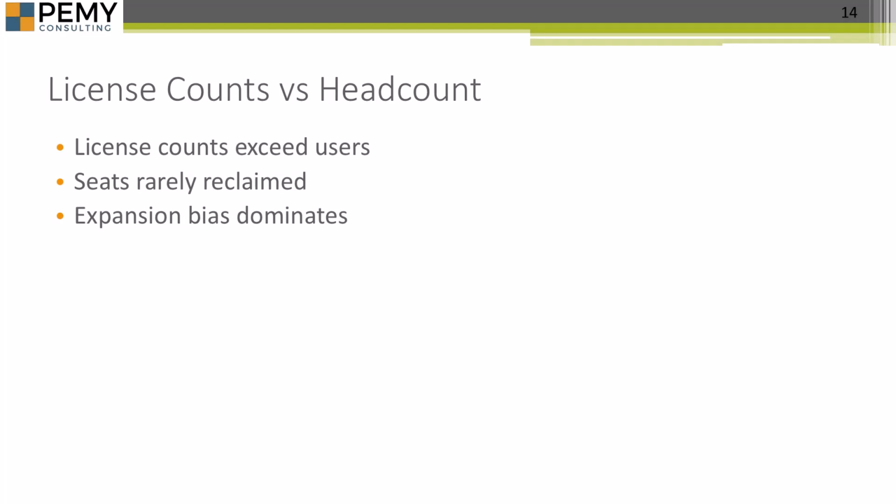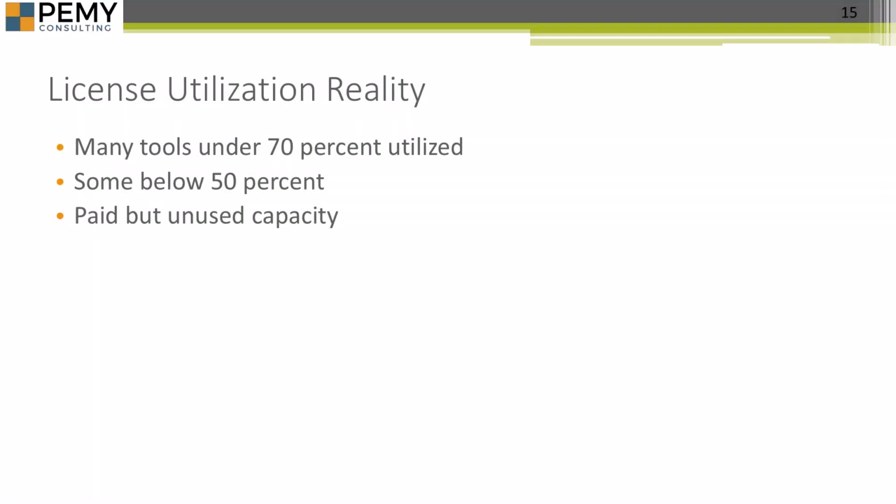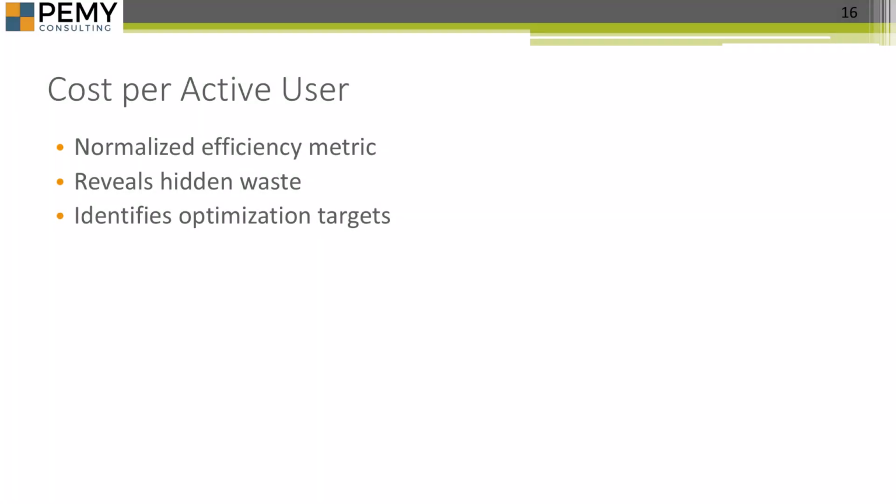License counts often grow faster than headcount. Seats are easy to add and rarely reclaimed, which means costs persist even when staffing stabilizes or contracts. Usage data consistently shows underutilization. Many licenses are paid for, but rarely used, and some see less than half of seats actively engaged. This gap represents direct, addressable waste. Cost per active user normalizes spending and exposes inefficiencies that total cost hides. High cost combined with low usage is a clear signal for renegotiation, consolidation, or elimination.